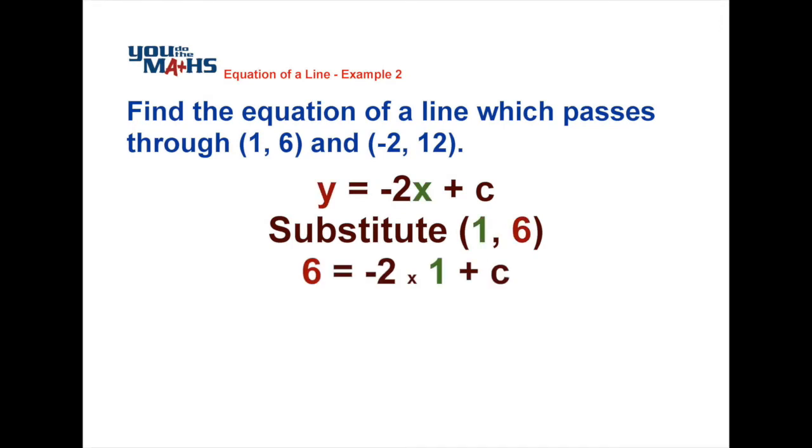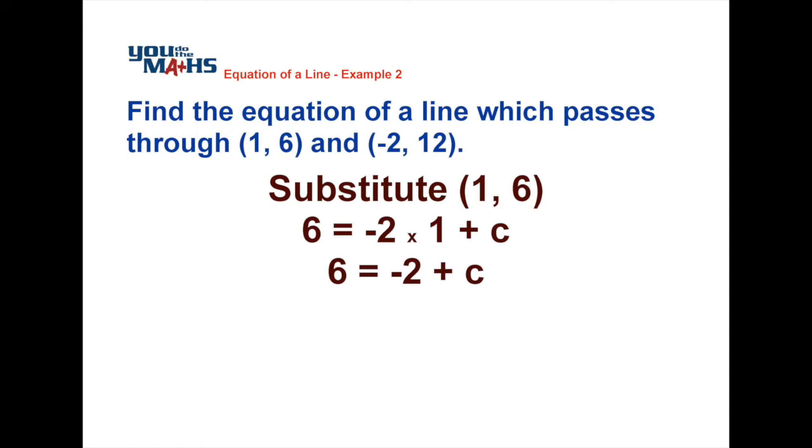Now to find c, which is the y-intercept, we need to get that by itself, so we need to remove the negative 2 from the right hand side, and we do that by adding 2 to both sides of the equation, and we get that c is equal to 8. So we have a y-intercept value of 8, our gradient's negative 2, so altogether the equation of the line is y equals negative 2x plus 8, where x and y is any point on the line.